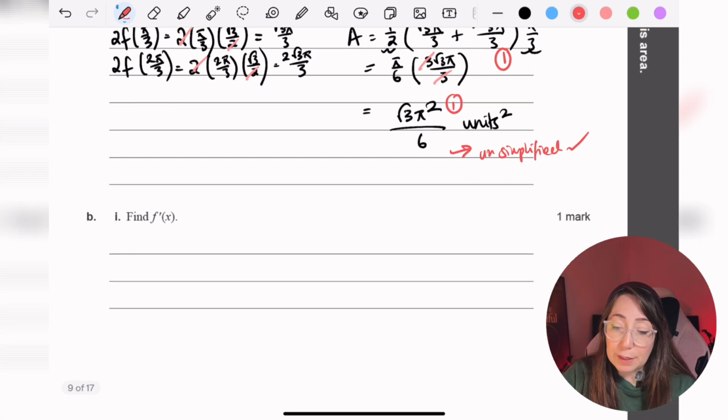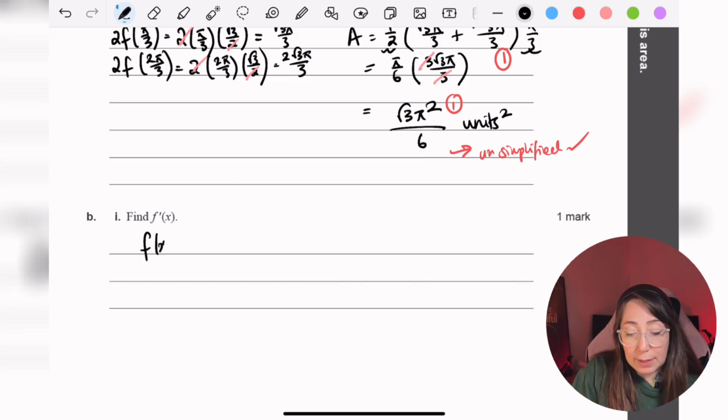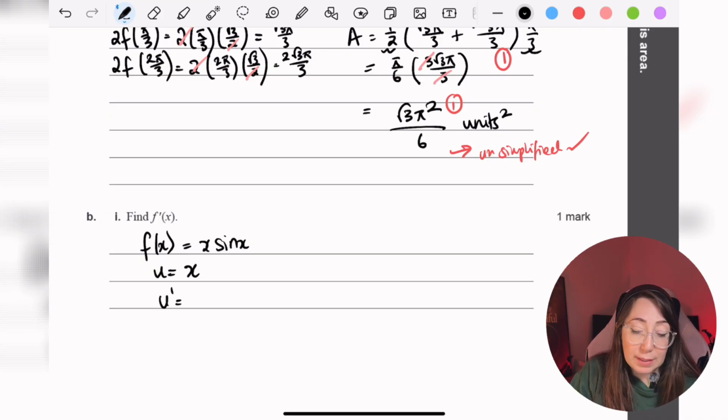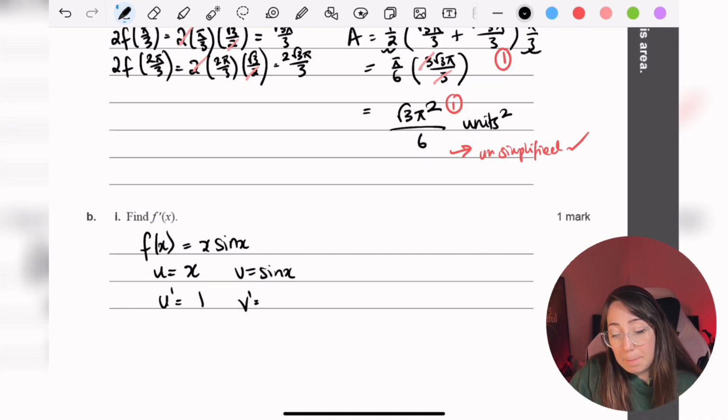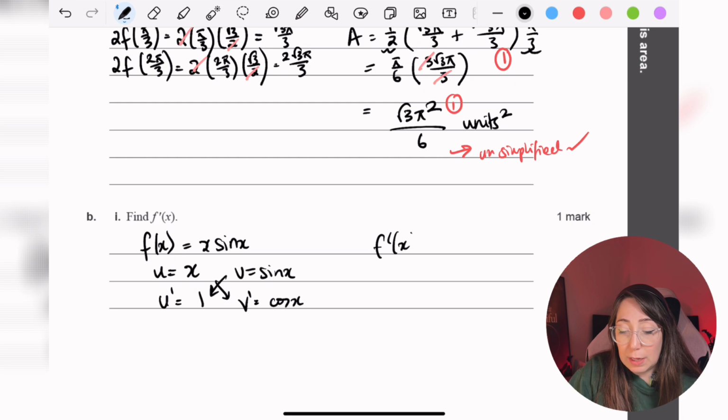Part B says find f dash of x. So just to write it out again, f of x is equal to x sine x. We will need to use the product rule once again. Feel free to do it in your head. I just want to release the mental load, so I'll just write it all down. And then we will multiply across. So f dash of x will equal x cos x plus sine x.